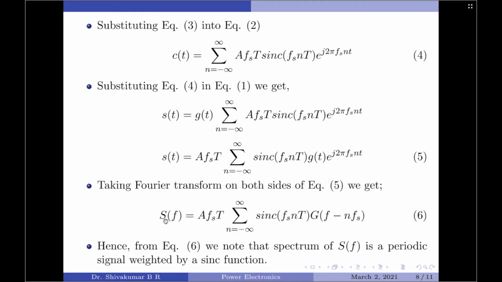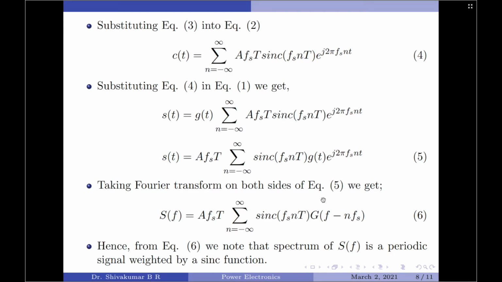s(t) will be S(f). This is retained as it is, summation is retained as it is, sinc is also retained as it is. Then we have g(t) multiplied by e to the power of j 2 pi fs n t. Upon taking Fourier transform, it will convert to G(f minus n fs).